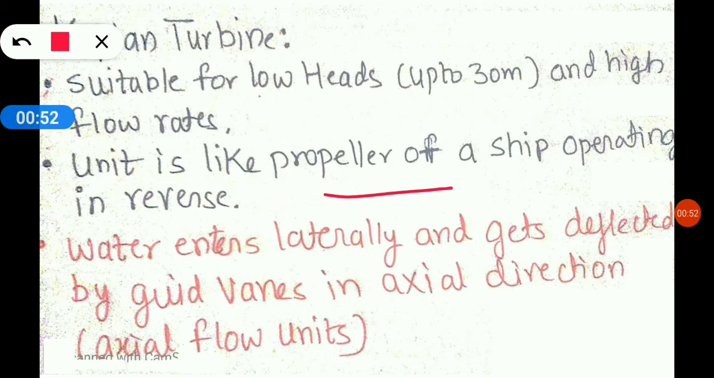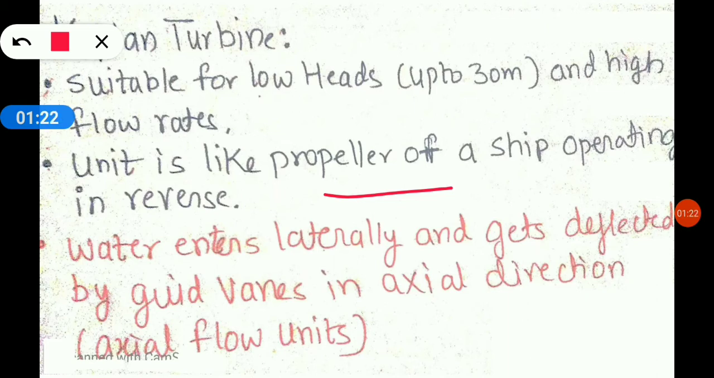Here the water strikes the propeller, and due to that there is a reaction force, there is an impulse force. The combination of that makes the propeller rotate. But here one important difference is that the propeller's blades are adjustable. They are not fixed blades, they are adjustable blades. The blade angle can be changed.